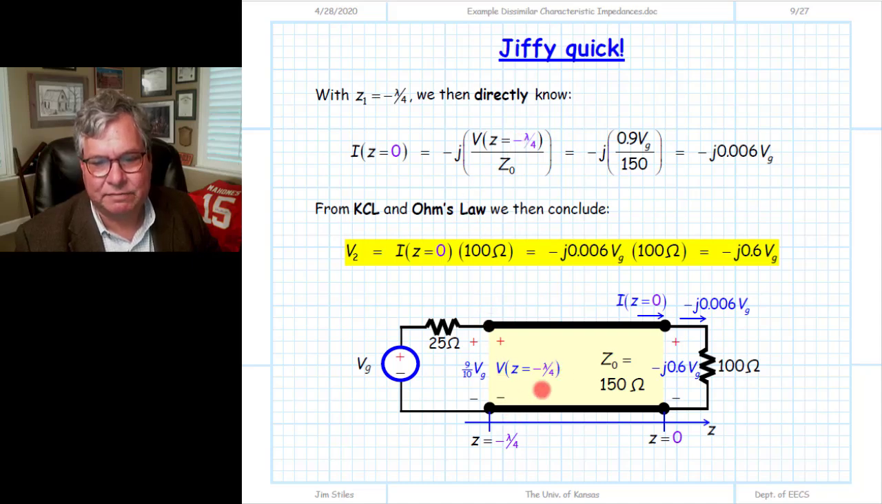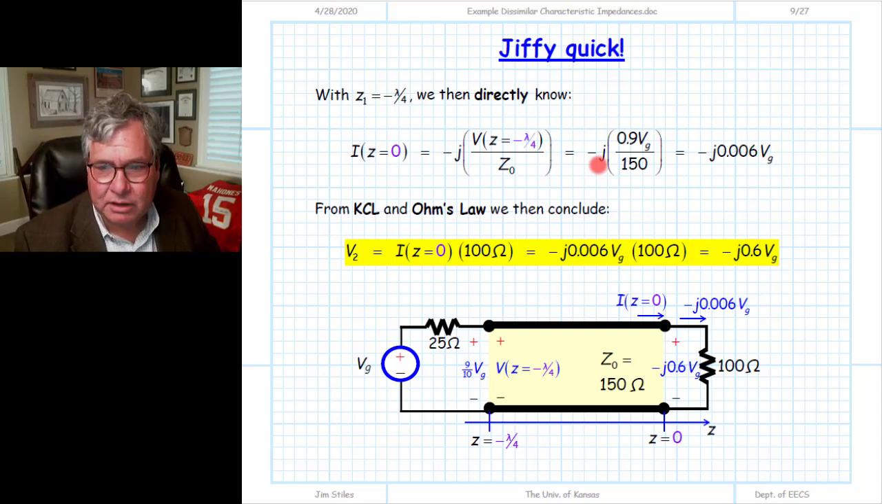We simply take this value, which is 0.9 Vg, and divide by Z0 and multiply by minus J. And when we do that, this is our result. This is our current here at the other end of our transmission line. We go directly from the voltage to the current. Again, simply divide by 150 and multiply by minus J. Notice it's in terms of the generator voltage. And again, everything's in terms of this. This is our independent variable.